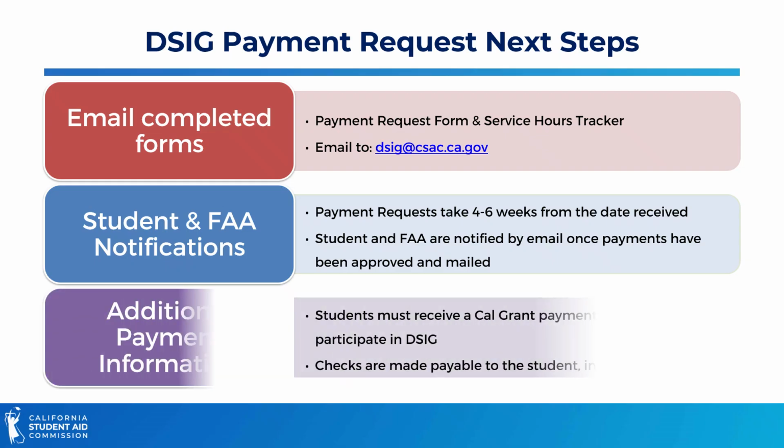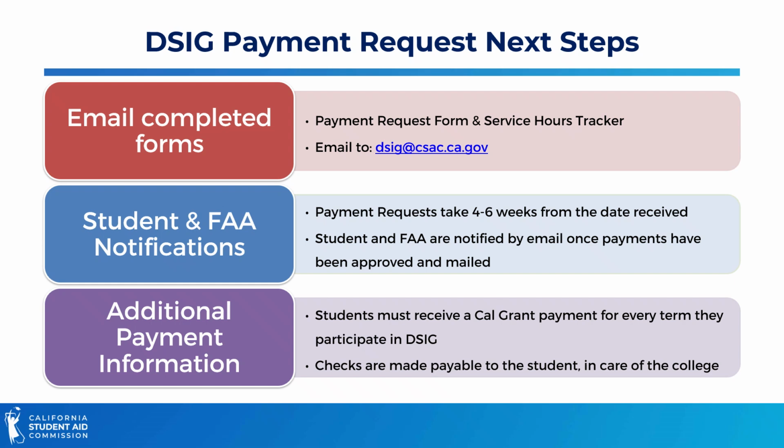Here are some additional payment information. The initial DSIG payment will be issued after the student receives at least one Cal Grant A or B payment. This means that students must receive a Cal Grant payment for every term that they participate in DSIG.